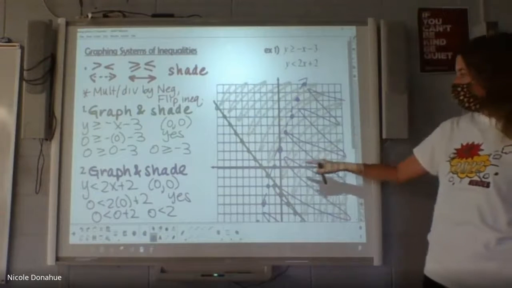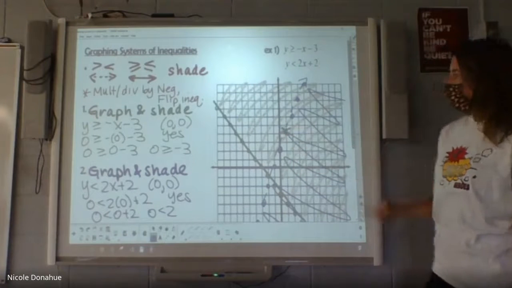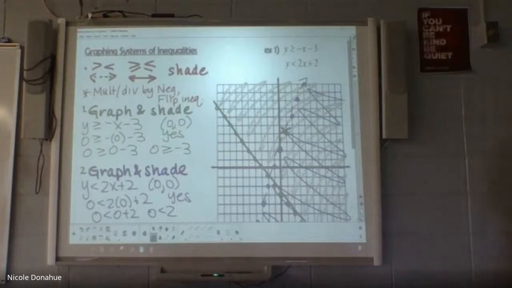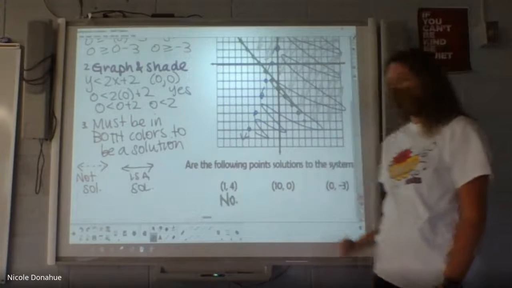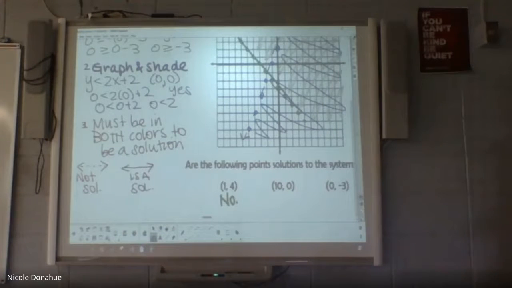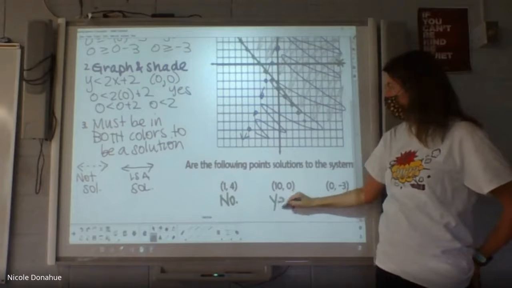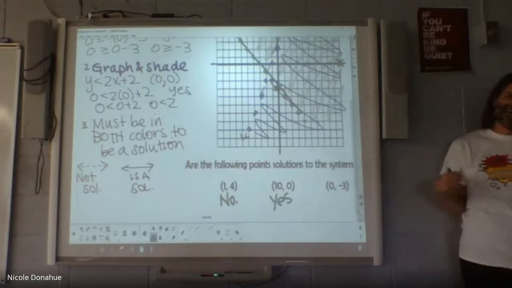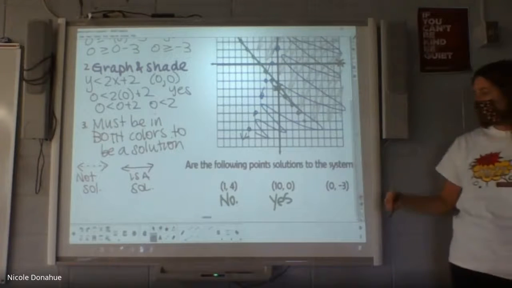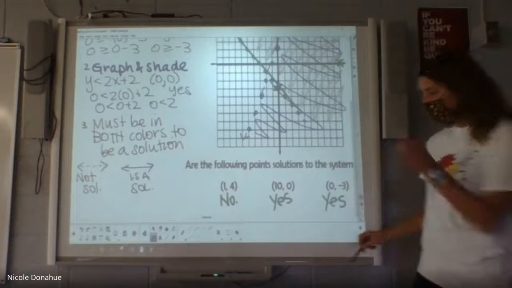Okay, but anyhow, 1, 4 is on a dotted line. If it's on a dotted line, it is not part of the solution. It's on the dotted line of the green or the blue one. All right, how about 10, 0? Yes, because even though that's on a line, it really should keep going over there. So 10, 0 is a yes. And then how about 0, -3? That should be on a solid line, the solid green line on mine. So that one would be yes.